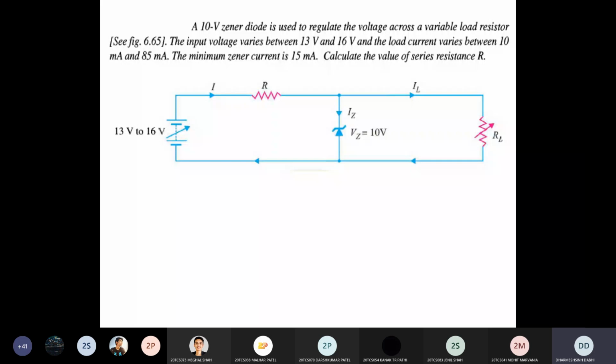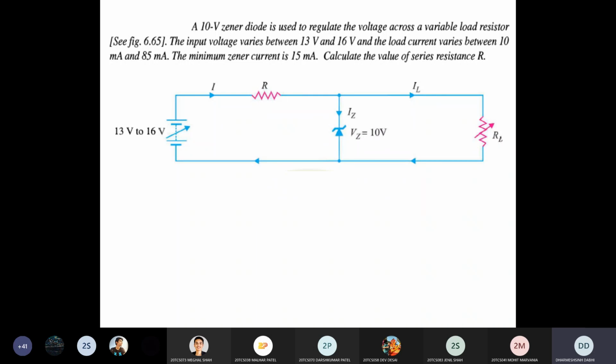Yes, sir. Sir, we will subtract the voltage first, I minus E0, and we will divide. But which voltage? Your supply voltage is 13 volt or 16 volt? Sir, 13 volt. Why 13 volt? Sir, because minimum Zener current is given. Yes, very good, very good.